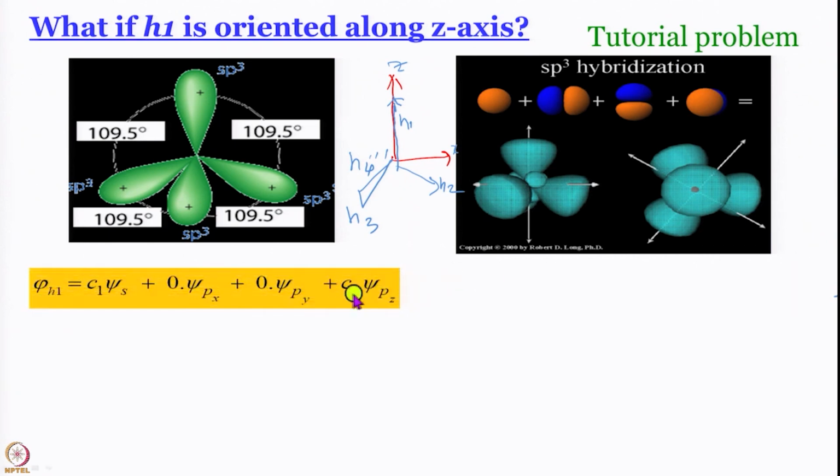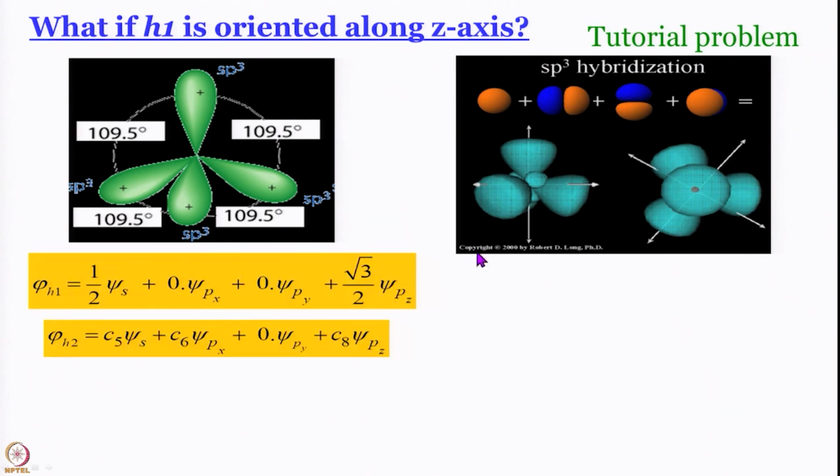So, this is what we had written, and in fact we have gone further than what is written here. We already know the values of C1 and C4, half and root 3 by 2. If you go to phi H2, then again C5 is going to be half. This is quite mundane now. What will C8 be? A very easy way of proceeding is by using the mutual orthogonality of phi H1 and phi H2. So, what you get is 1/4 plus root 3 by 2 C8 is equal to 0.